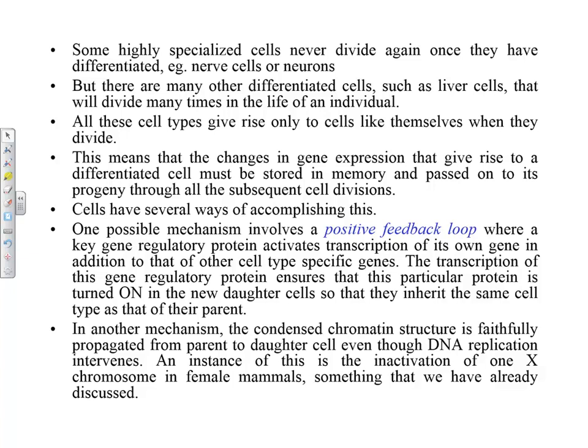In another mechanism, the condensed chromatin structure is faithfully propagated from parent to daughter cell, even though DNA replication intervenes. An example of that is the inactivation of one X chromosome in female mammals. If, let's say, the paternal chromosome is inactivated, then all the descendants will have the paternal chromosome inactivated, although there is DNA replication every time the cell divides.